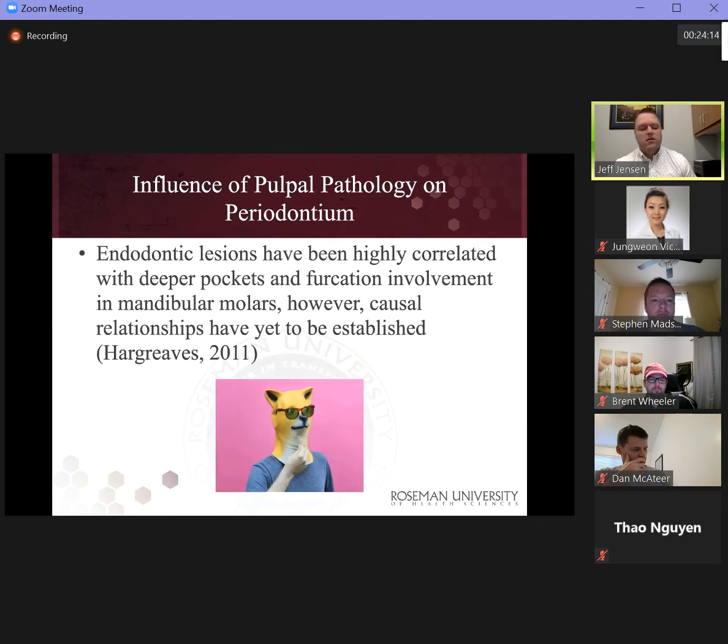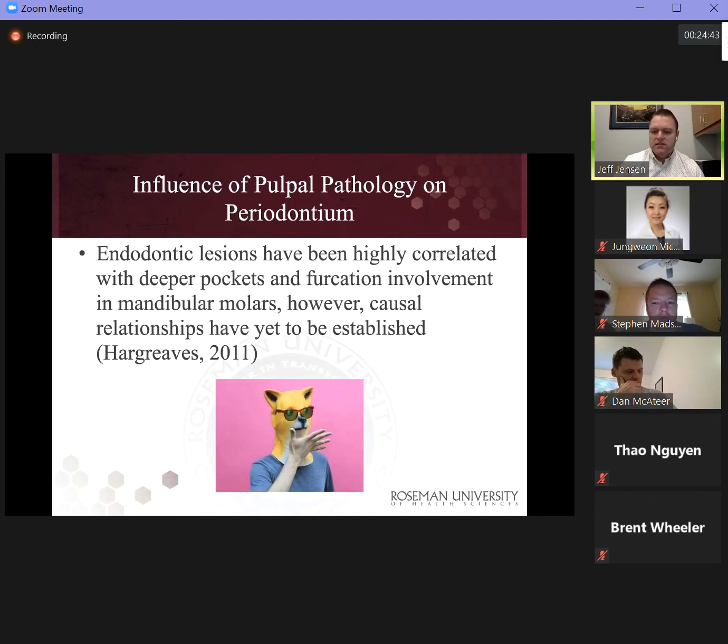And then, this Hargreaves study is saying that with endodontic lesions, there is some correlation with deeper pockets and furcation involvement in mandibular molars. However, the causal relationships have yet to be established, meaning there is a correlation. So if a tooth has an endodontic lesion, it's likely to be associated with deeper pockets and furcation involvement. However, there's no evidence to say that because it has an endodontic lesion, it's causing deeper pockets.